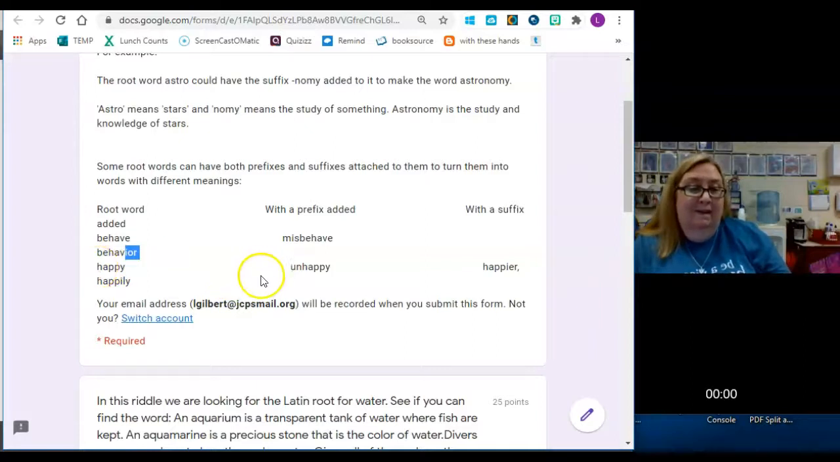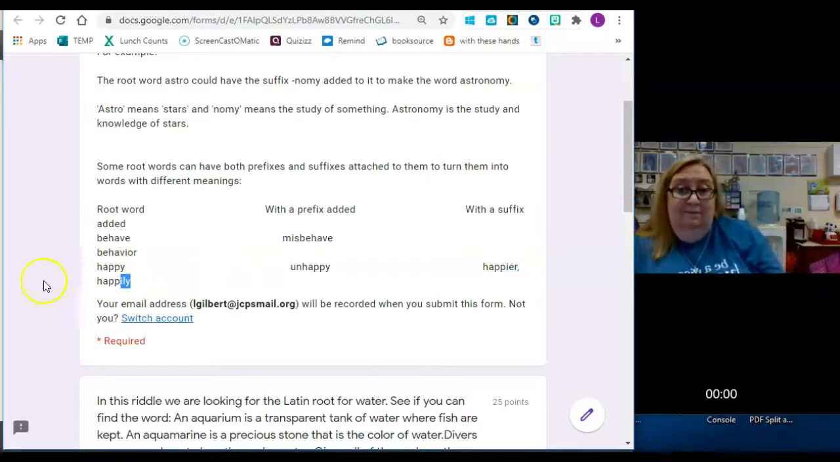Look at happy. If I add the prefix un, I can make it unhappy, or not happy. I can add a suffix like -ier, happier, means I'm more happy than I was before. Or happily means it's the way I'm doing something. I'm doing something with a very happy attitude.